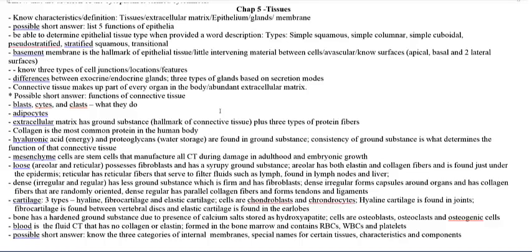And the three types of protein fibers are collagen, perhaps the most abundant in the human body, reticular protein, and elastin protein that provides for elasticity.